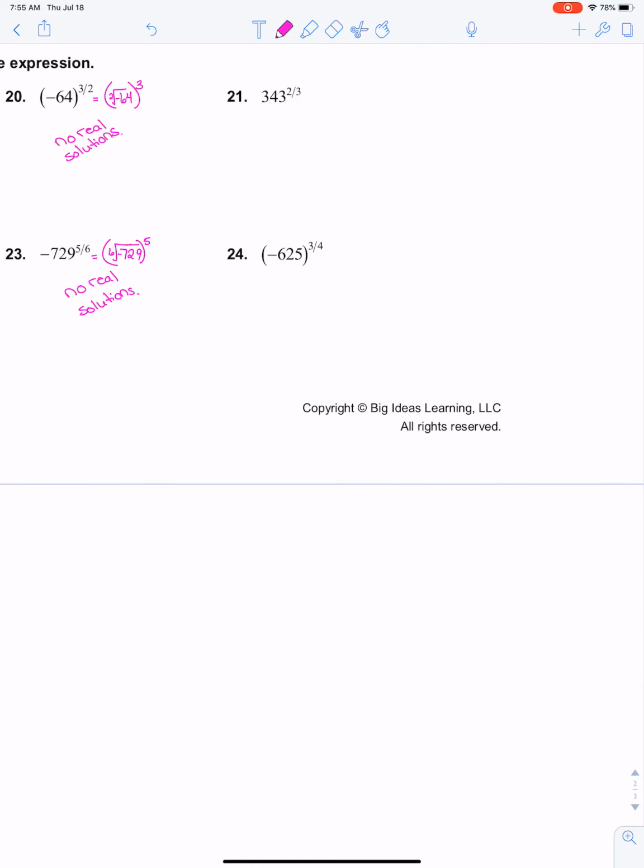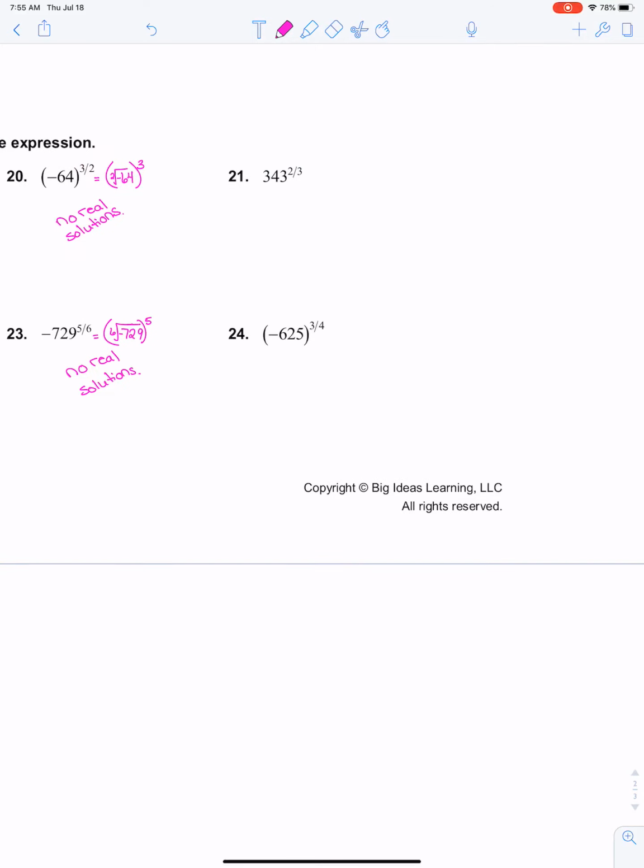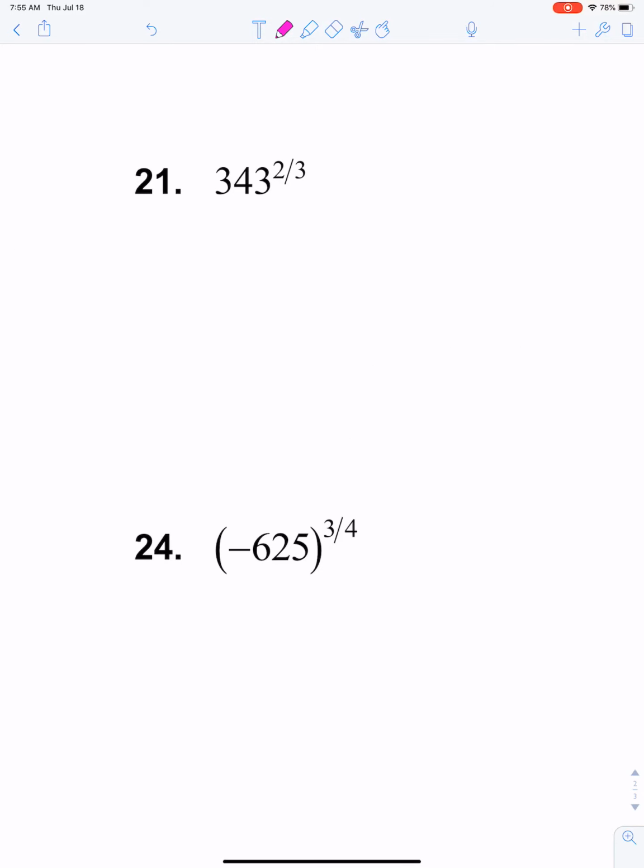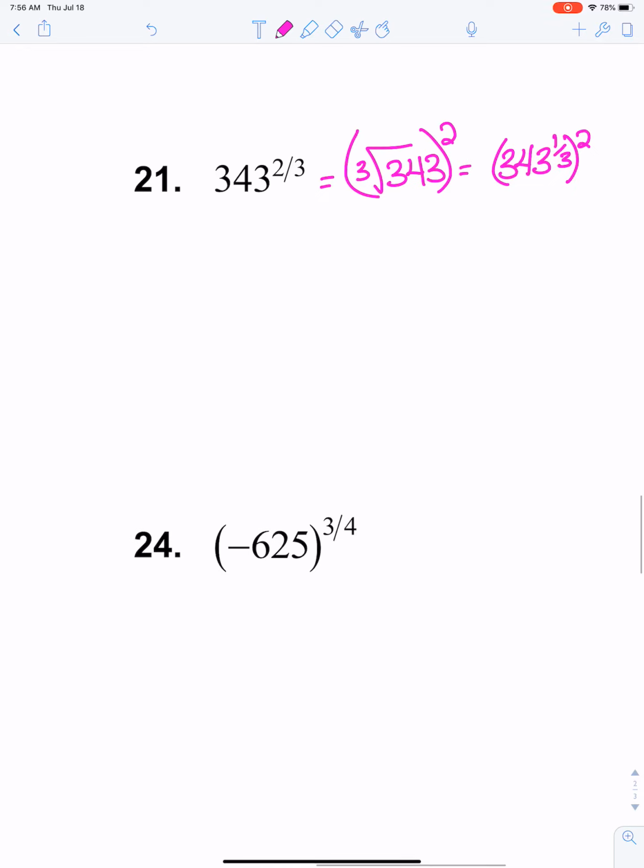Oh, I missed 21 and 24. My apologies. 21 can be written as the cubed root of 343 squared, or 343 to the 1/3 power squared. Either way, you're going to need a calculator. And the cubed root of 343 squared should come out to be 49.